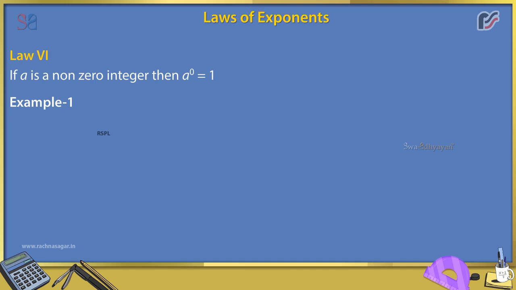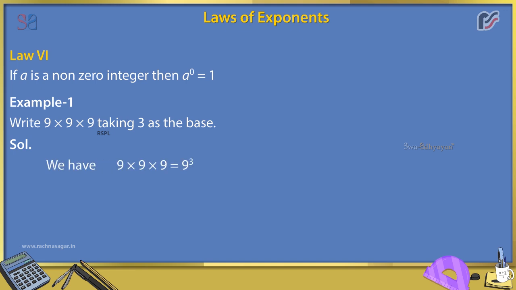Example 1. Write 9 × 9 × 9 taking 3 as the base. Solution. We have 9 × 9 × 9 is equal to 9^3. But 9 is equal to 3 × 3, which is equal to 3^2. So, 9^3 is equal to (3^2)^3.